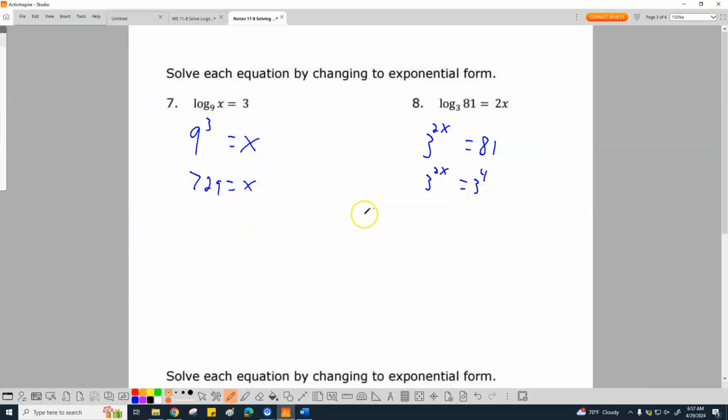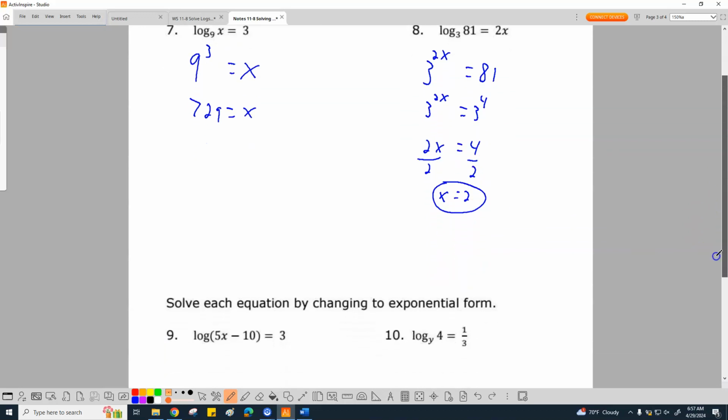So now guess what we have? We have the same base on both sides, and now we have exponents. So I can just take those exponents and set them equal to each other. 2x equals 4. This reads as 2 times x, so I'm going to divide this out, and I end up with x equals 2 for my full answer. That's basically how these go.